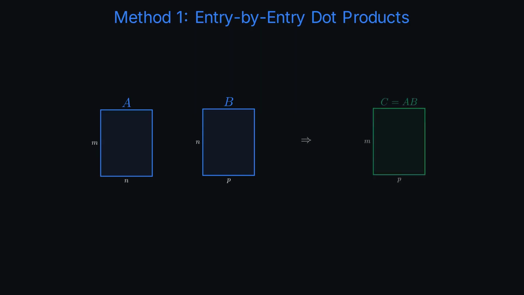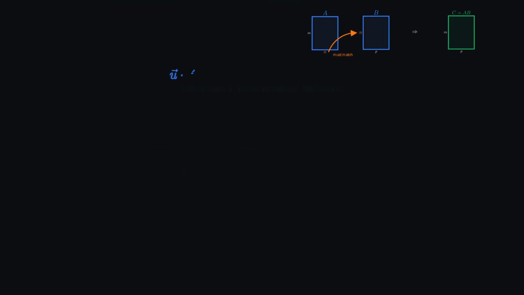Method 1, entry by entry dot products. This is the standard rule. Matrix A has size m by n. Matrix B has size n by p. Their product C has size m by p. The shared dimension n must match. A's column count must equal B's row count.